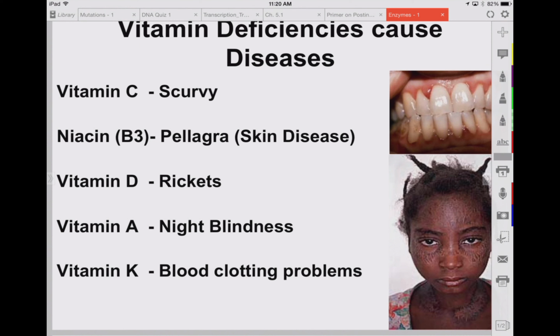Pellagra: if you don't get enough B3, you'll get pellagra, and you can see an example of it here. Rickets, I'll show you an example of rickets in a moment. Night blindness is an interesting one. If we don't get enough vitamin A, in the back of our eyes we have rods and we have cones. It's an associated problem where your brightness indicators, your rods, aren't functioning at proper capacity, so you can't see with any degree of efficiency in the dark.